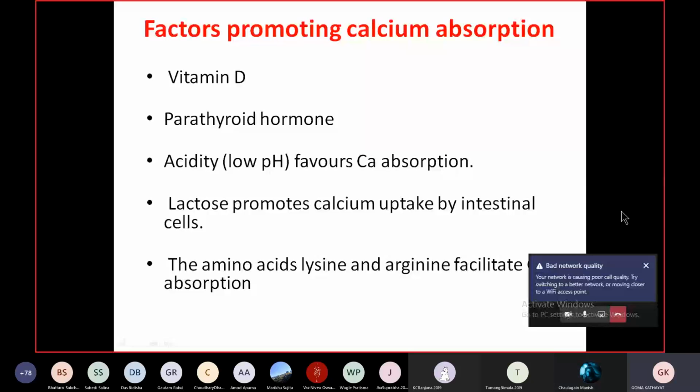Can you tell me how vitamin D binds with the receptor from the first step? Not just the calbindin. Just tell from the beginning what happens when vitamin D enters into the cell.